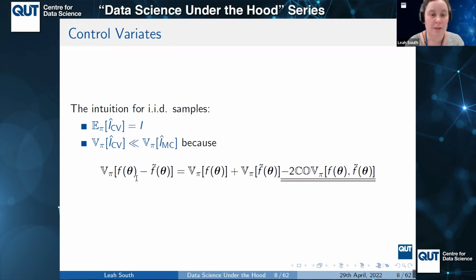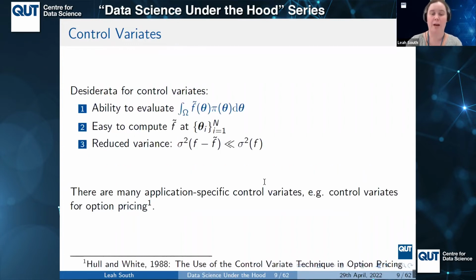Okay, the intuition on how that works is that the variance of the control variate estimator comes down to looking at the variance of F minus F tilde. This is just using basic first year statistics rules. And we can see that if we get the covariance between F and F tilde to be really high, or the correlation to be really high, then we actually can get the variance of this to be close to 0. Okay, so hopefully that gives some intuition on why we want to do this.